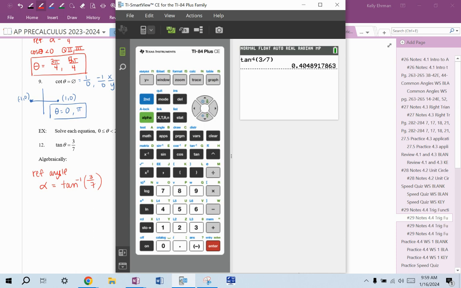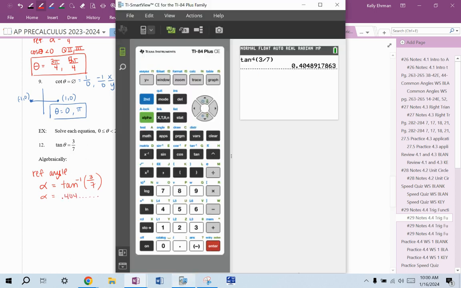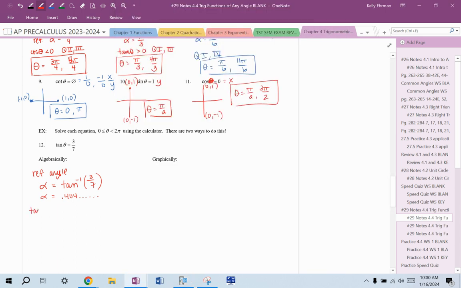So I'm going to leave this on my screen, but I get about 0.40. I'm going to just say this. Alpha is equal to 0.404... I don't want to round that. You don't want to round until your final answer. Okay? Which two quadrants is tangent theta greater than 0, since this is positive 3/7? That's quadrants 1 and 3.